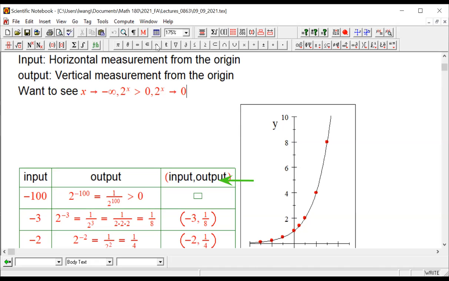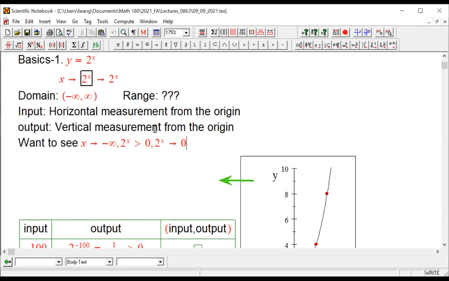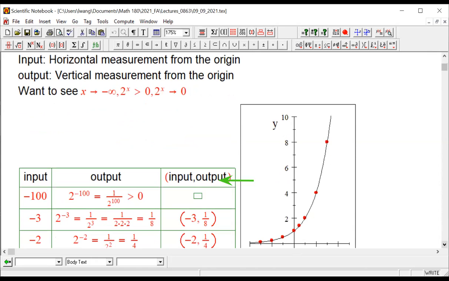So this brings out the question: what do we say about the range? What will be the range for this function? With the picture we have seen here, what will be the range? And we know those vertical green bars are the outputs. So what would you tell me about the range of 2 to the power x?